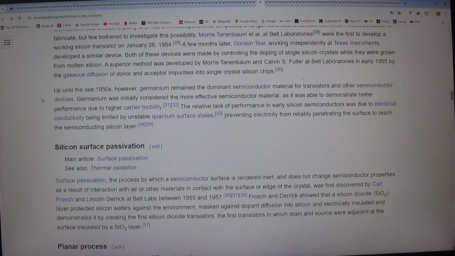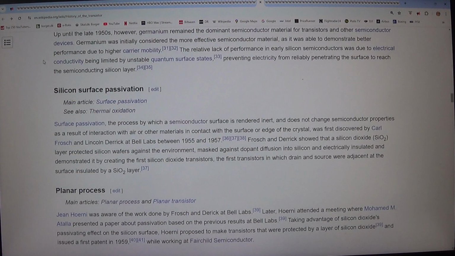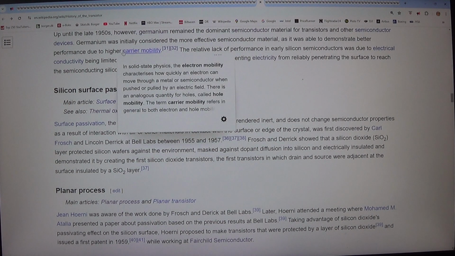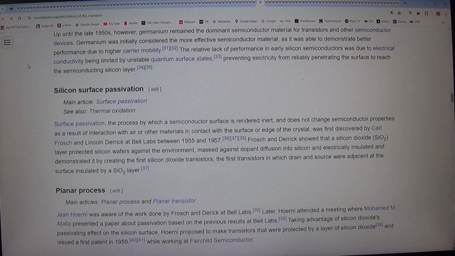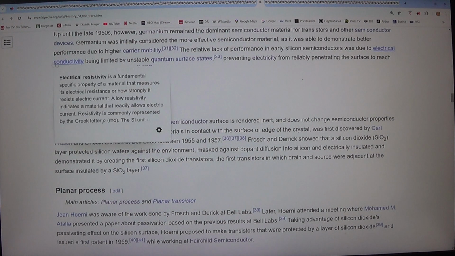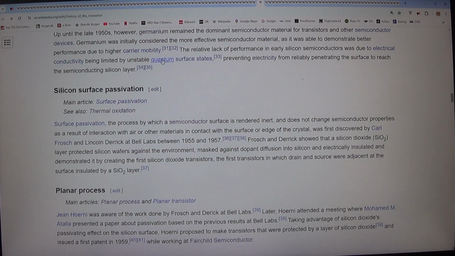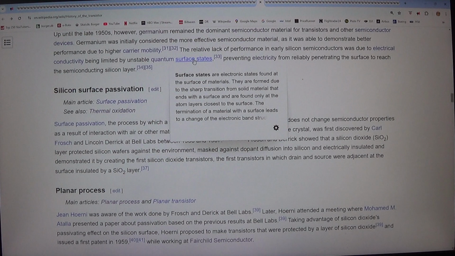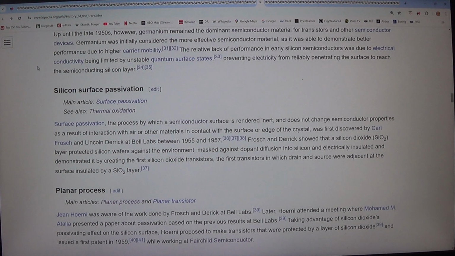Germanium was initially considered the more effective semiconductor material, as it was able to demonstrate better performance due to higher carrier mobility. The relative lack of performance in early silicon semiconductors was due to electrical conductivity being limited by unstable quantum surface states, preventing electricity from reliably penetrating the surface to reach the semiconducting silicon layer.